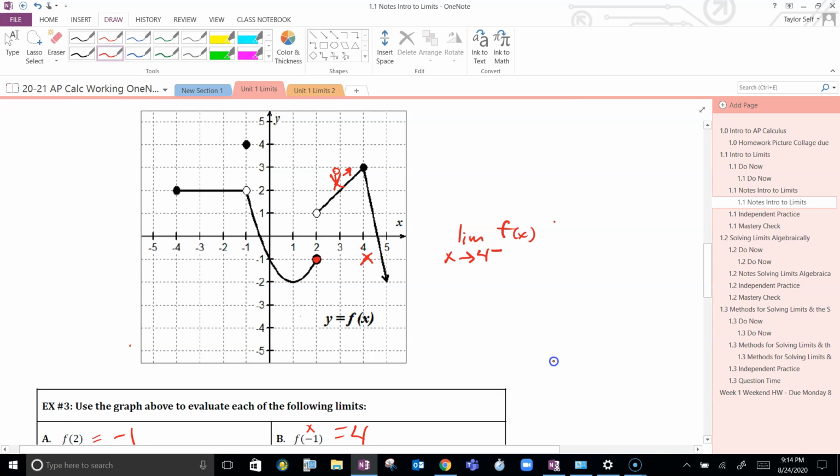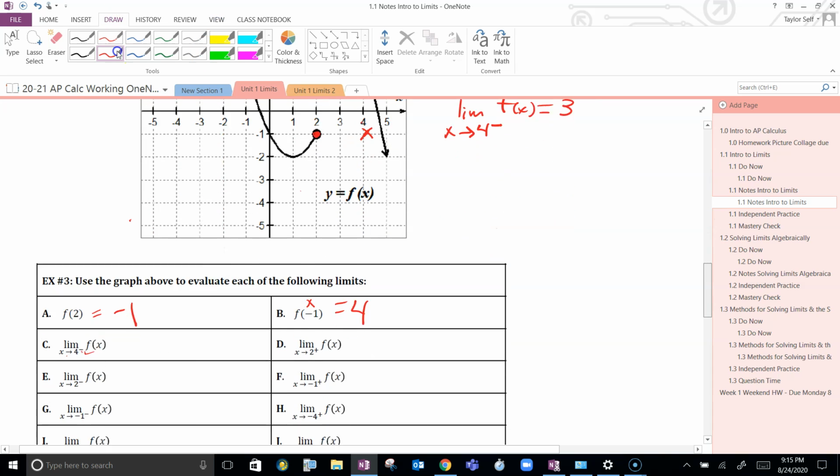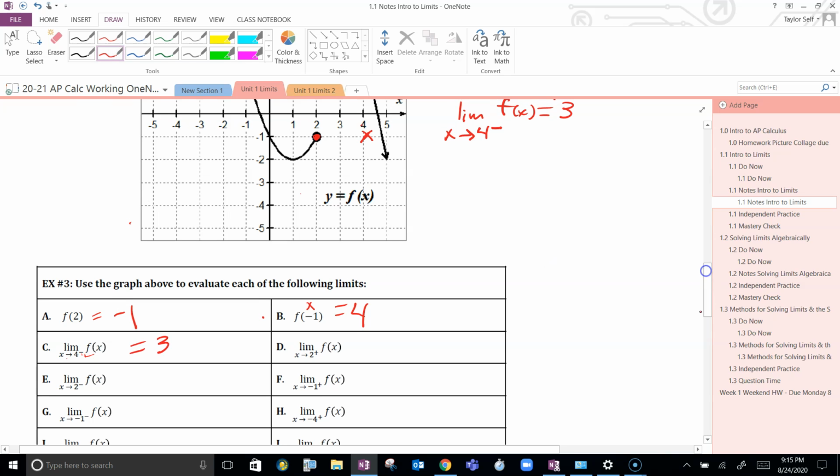What is the y value that I'm getting closer to from the left-hand side? I'm getting closer to 3. So this would equal 3. All right, let's do the next one. Limit as x approaches 2 from the right of this graph.